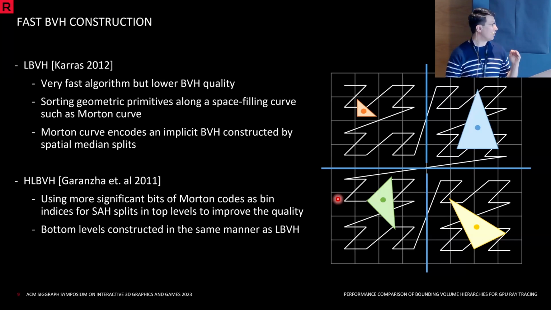So this slightly improves the quality, but it's slower. It's still fast, but slower than LBVH, because LBVH can be constructed in one single kernel launch, unlike HLBVH.